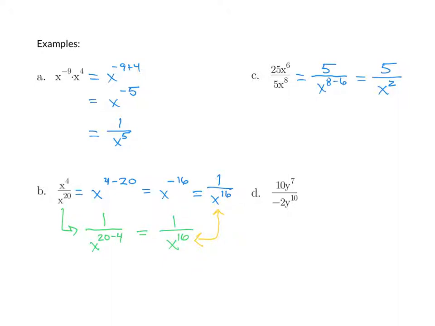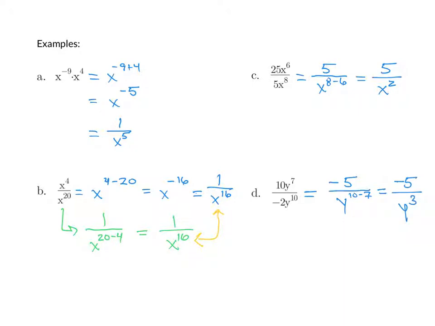For example D, again, same thing. We want to start by simplifying the numbers. 10 divided by negative 2 is negative 5. For my exponents, which one is smaller, 7 or 10? Since 7 is smaller, I'm going to move that one to the bottom, and we get y to the 10 minus 7, or negative 5 over y cubed.